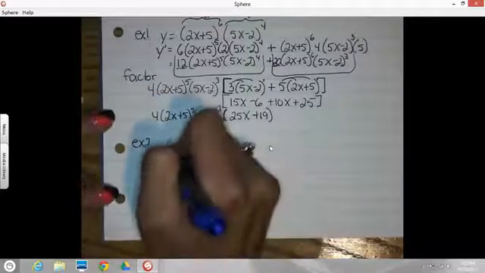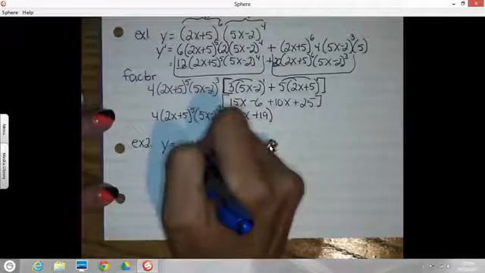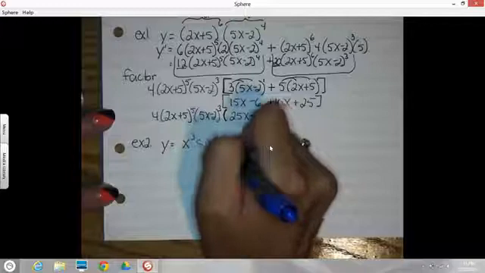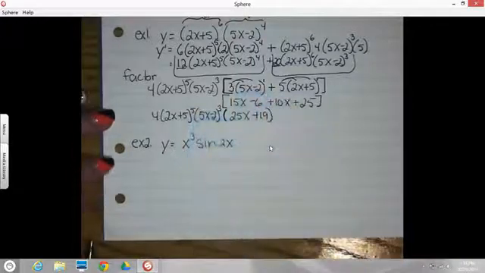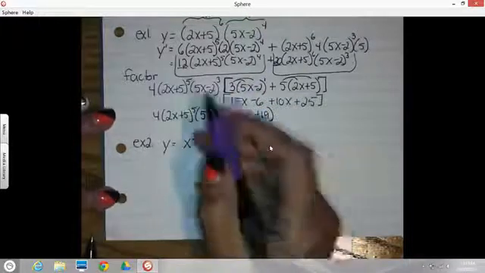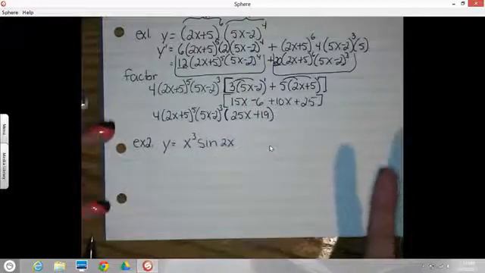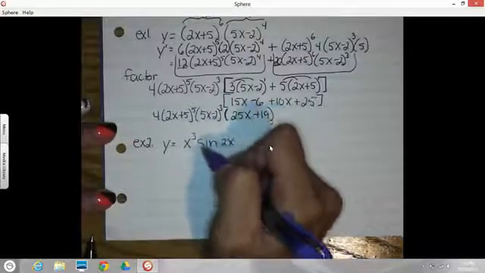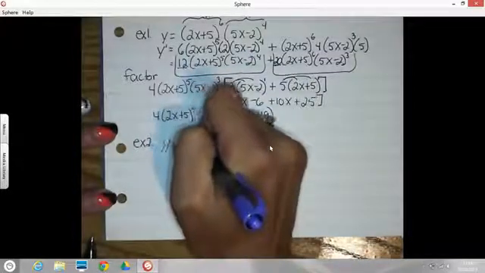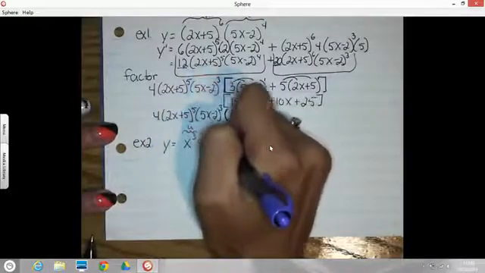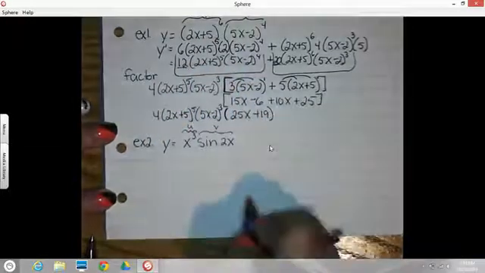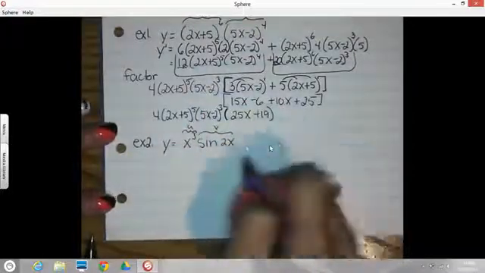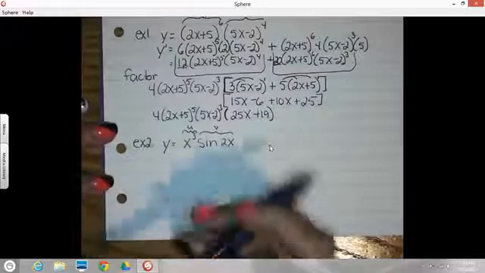We've got y equals x cubed times sine of 2x. Okay, this, you have to pick up on, well, what should I be doing? What rule? X cubed times the sine of 2x. So you've got a u times the v. So that tells you product rule. So we're going to go right into the derivative, following the product rule.